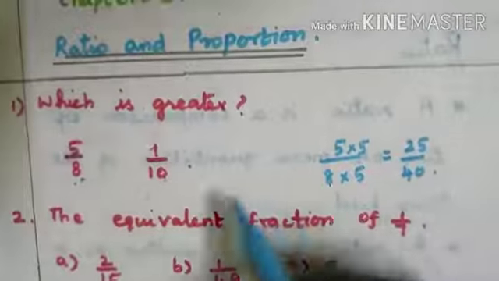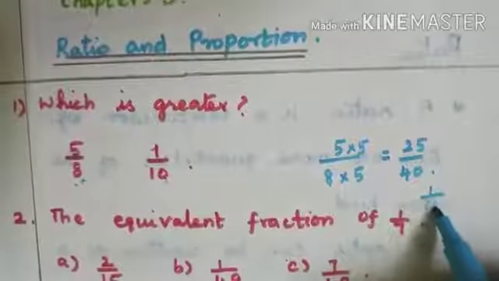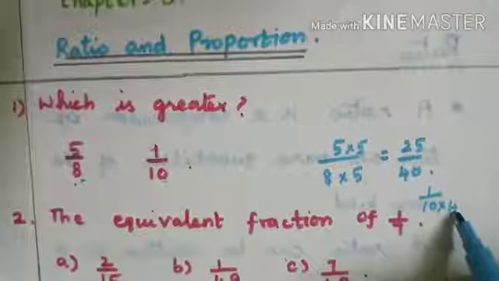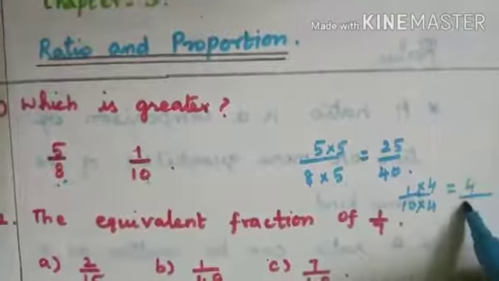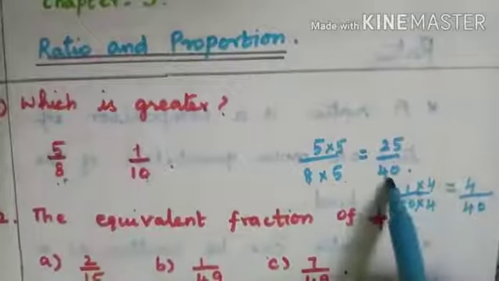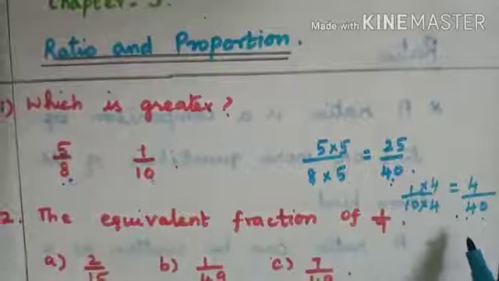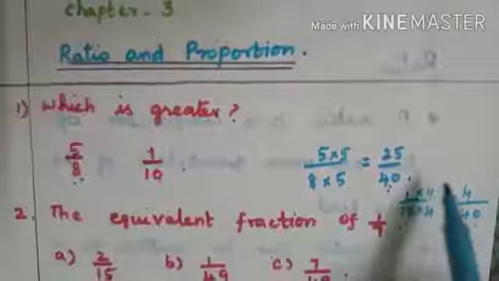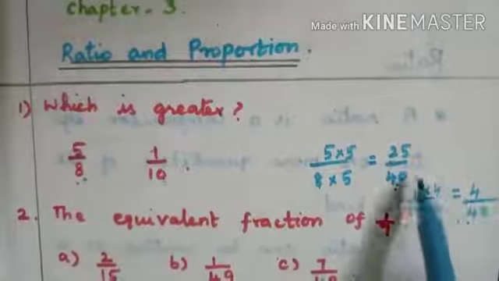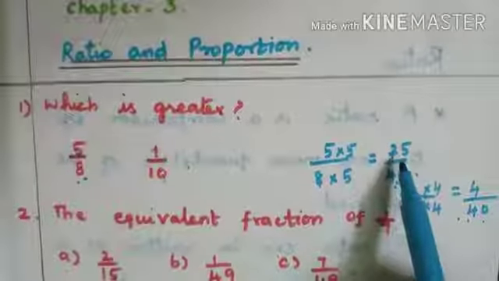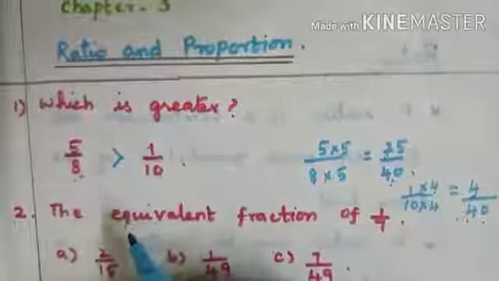Okay. Next we are taking 1 by 10. 10 into 4 is 40, and in the numerator 1 into 4 is 4. That is equal to 4 by 40. Now we got the same denominator 40, here also 40. Therefore, now we can tell which is greater. In the numerator we have 25 and here we have 4. Therefore, 25 is greater when compared to 4, isn't it? Therefore, 5 by 8 is greater.